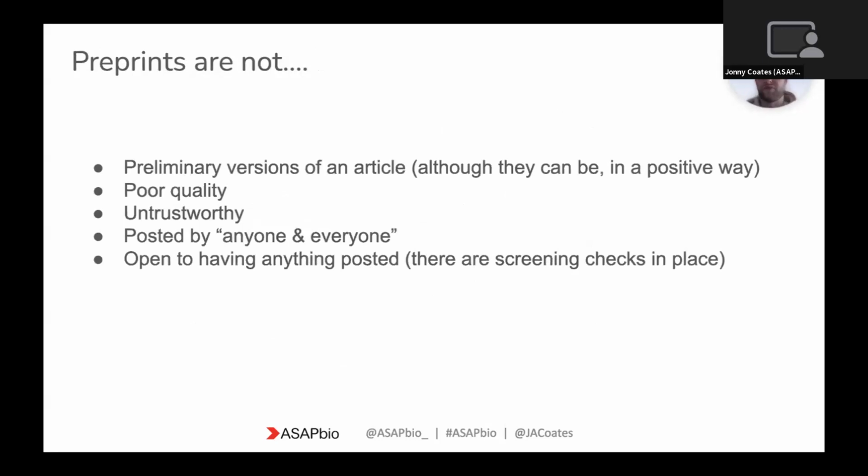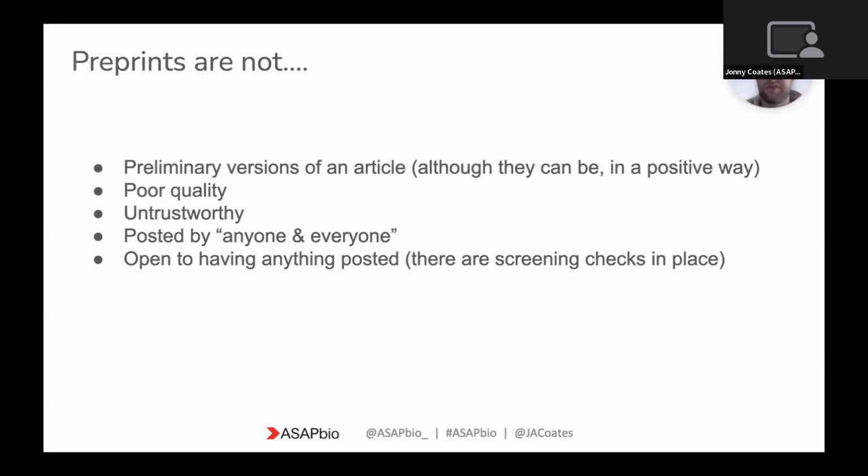What preprints are not is preliminary versions of an article. Now they can be, and that can be in a very positive way. So for example, you could have work in progress and you post the initial version of that as a preprint. You might be doing that to get feedback, or you might just be doing it so it's out there and you can build on it. And then you update that once you've got some more experiments in, and then you update it again. Maybe you get some feedback and you update it again. I've done this with some of my work in the past.